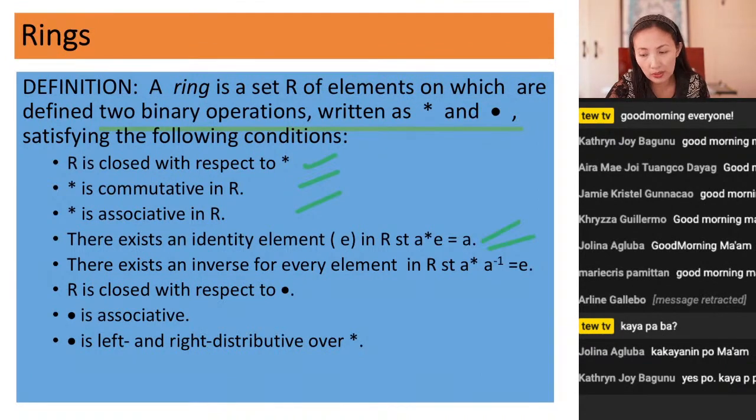The set is closed with respect to the second operation. The second operation is associative. And finally, the second operation is left and right distributive over the first operation. So how many properties should we check in order to say that an algebraic structure is a ring or not? 8 properties. So let's decide.